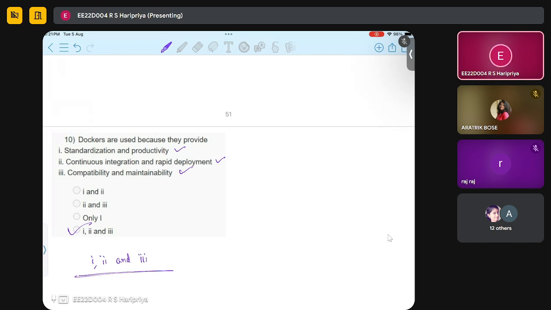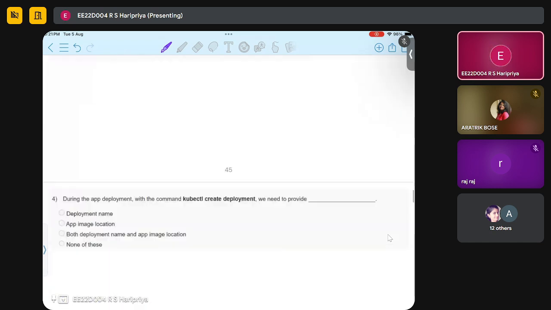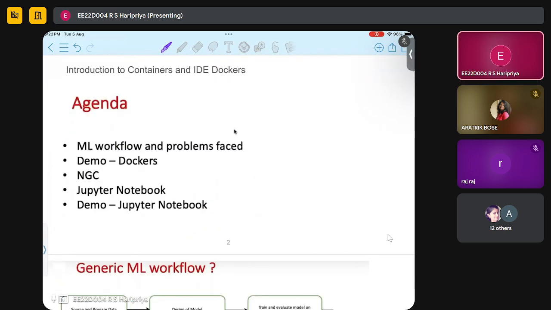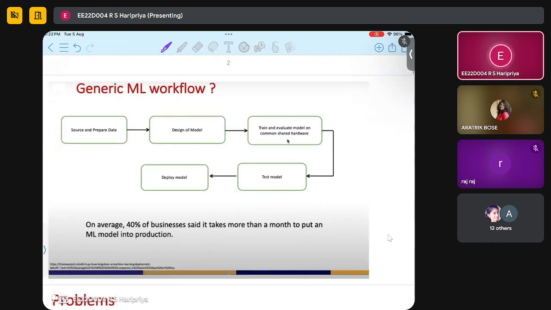So now let's brief the week 2 session, just a summary. So this is a generic ML workflow for machine learning and deep learning algorithms. First is to get the source and prepare the data, and then design the model. Next we need to train and evaluate the model on a common shared platform.